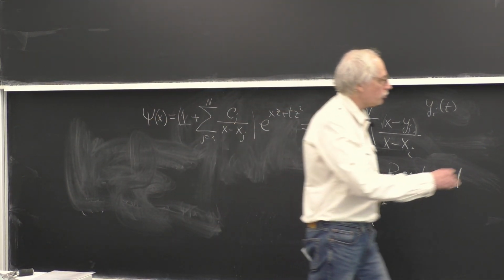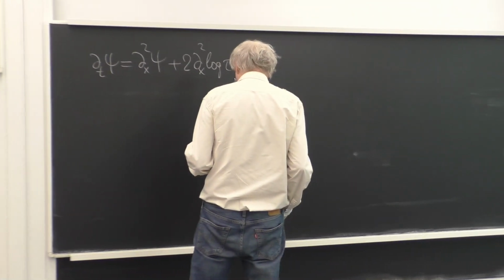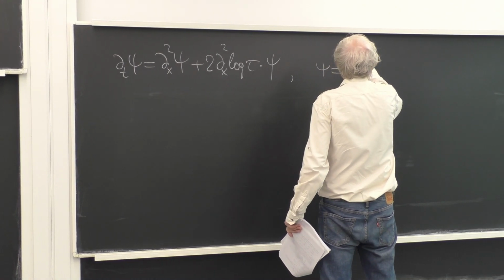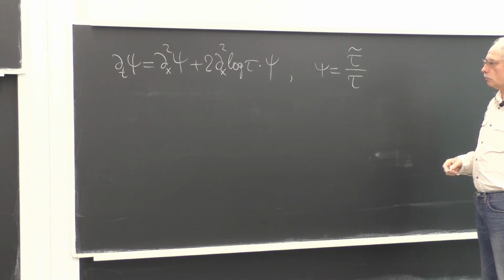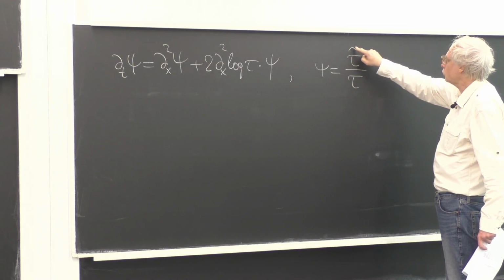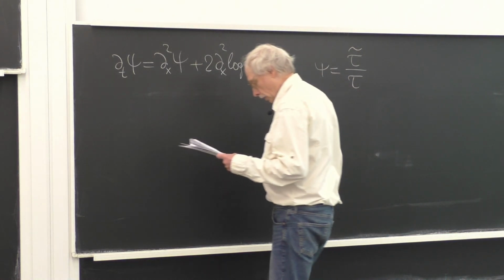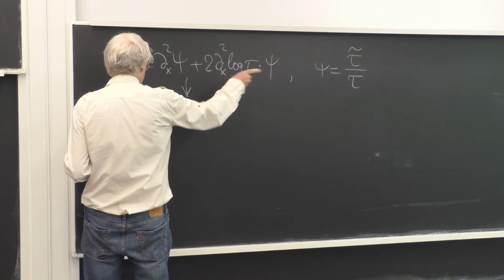So let us do this in some detail. Consider again this second order equation, and represent the psi function as a ratio of two tau functions. In the rational example, this tau is a polynomial with roots xi, and this tau tilde is a polynomial with roots yi. Then this equation can be written in the following form in terms of these tau functions.